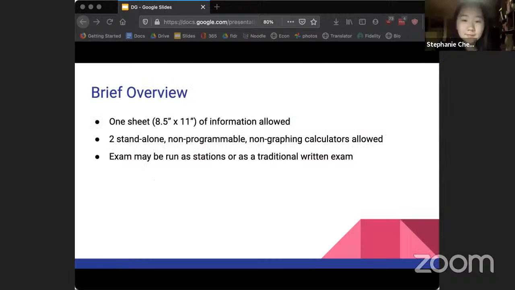So for a brief overview, in this event, you're allowed one sheet of information, two standalone non-programmable, non-graphing calculators, and the exam itself may be run as stations or a traditional written exam.